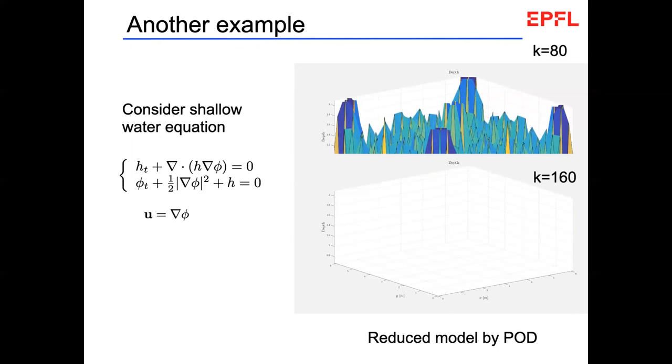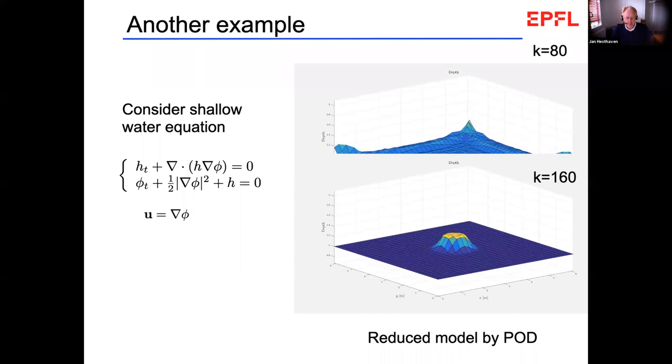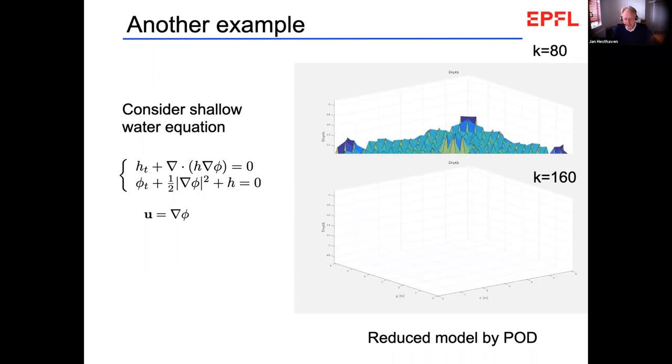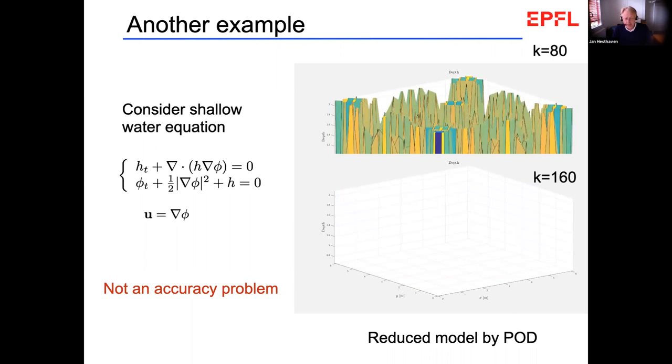So if you've worked in time-dependent ODEs or PDEs for a while, you know that when you refine a model and it blows up faster, it means that the model is unstable. And so the question is why? What is happening when we go for an accurate solver, the full solver, which gives us the snapshots, which is perfectly stable? We pick snapshots, we do the Galerkin projection, and now that scheme is unstable. It's clearly not an accuracy problem, so it's a stability problem.